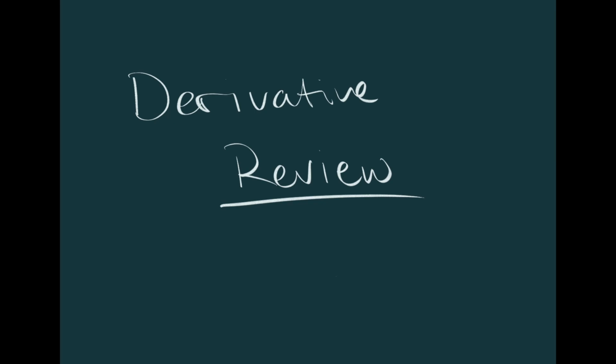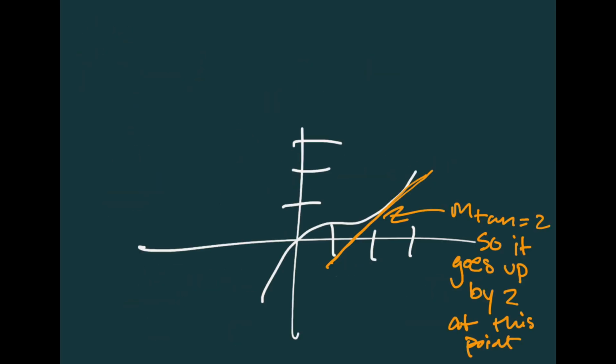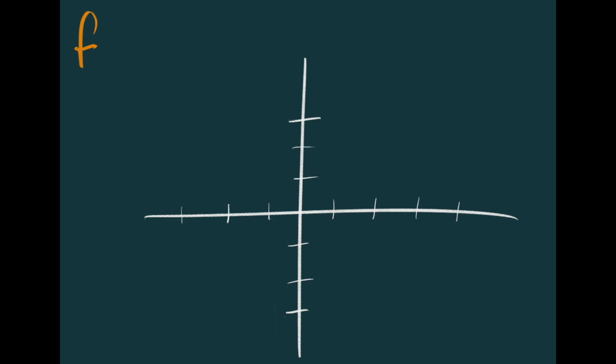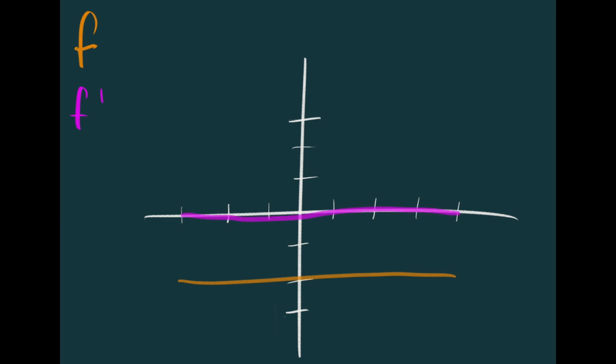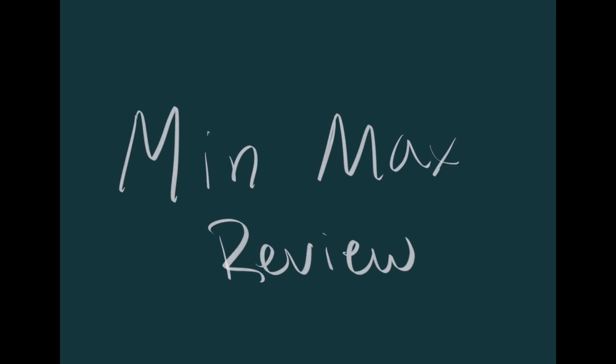First, some derivative review. Derivatives show how much a function rate is changing. We know that when a function f is increasing over an interval, the derivative, or f prime, is positive over that interval. Now if f was decreasing, f prime would be negative. If f was constant, f prime would be 0, since there is no increase or decrease. Now, this is a good segue right into minimum and maximum review.